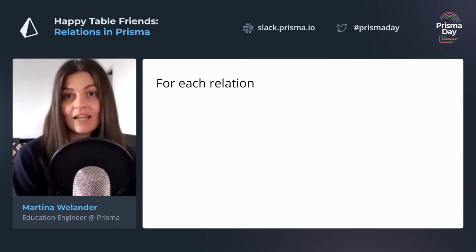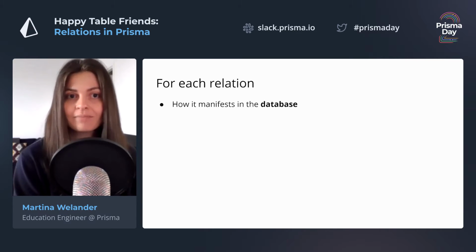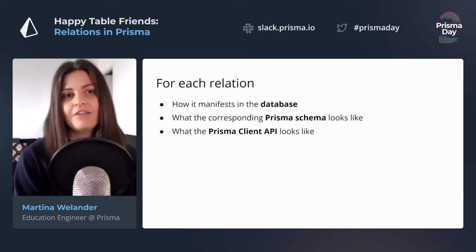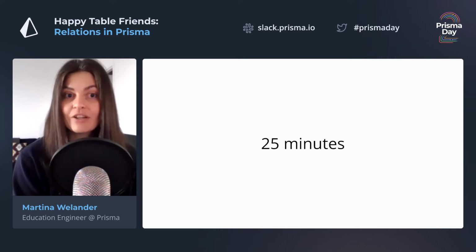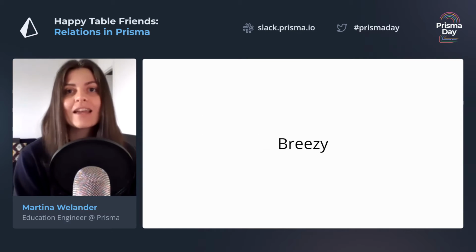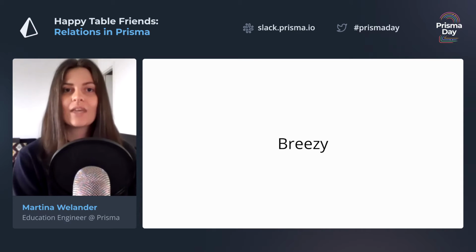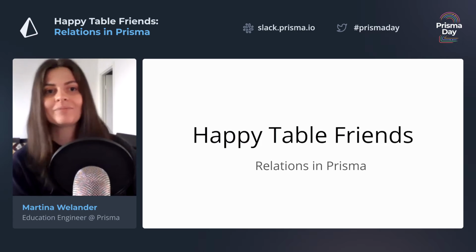And for each type of relation that we're going to explore, we're going to look at, first of all, how does that manifest in the database? What does the corresponding Prisma schema look like? And finally, what does the Prisma client API look like as a result? We are going to do all of this in 25 minutes, and we're going to try and keep it breezy, even though this can be quite a dense topic. So without further ado, welcome to Happy Table Friends, Relations in Prisma.